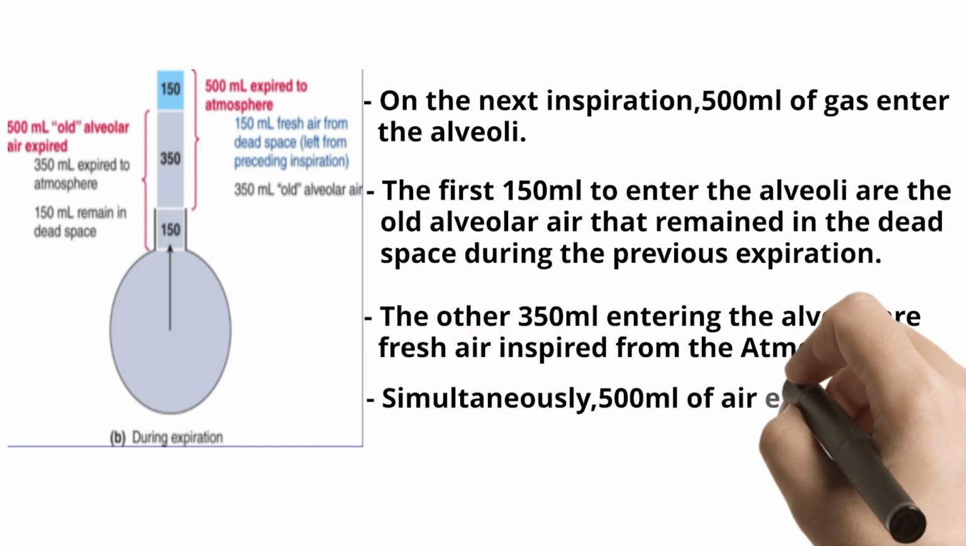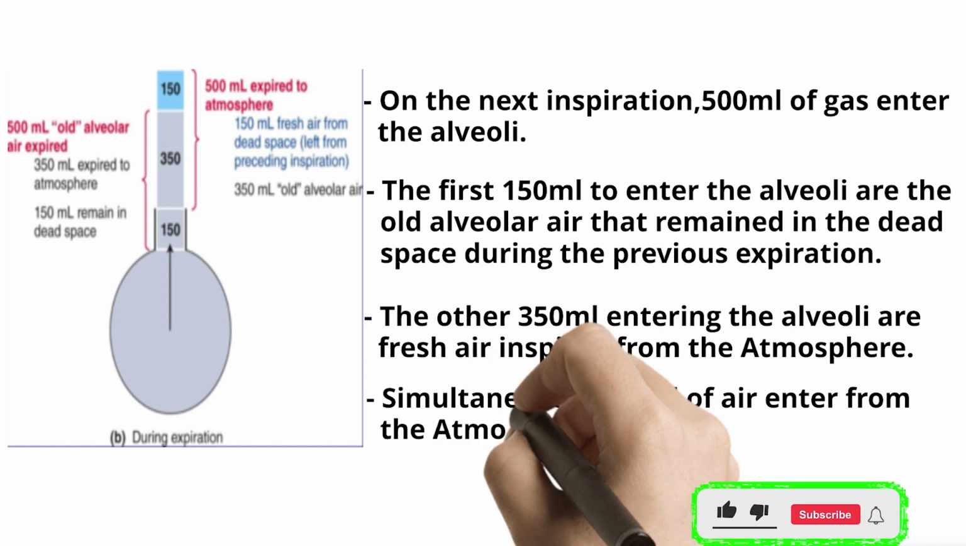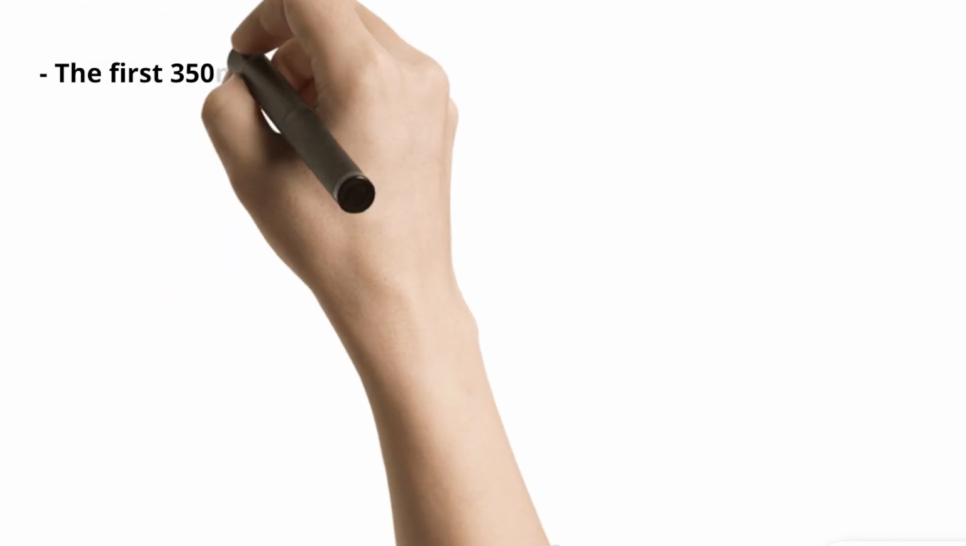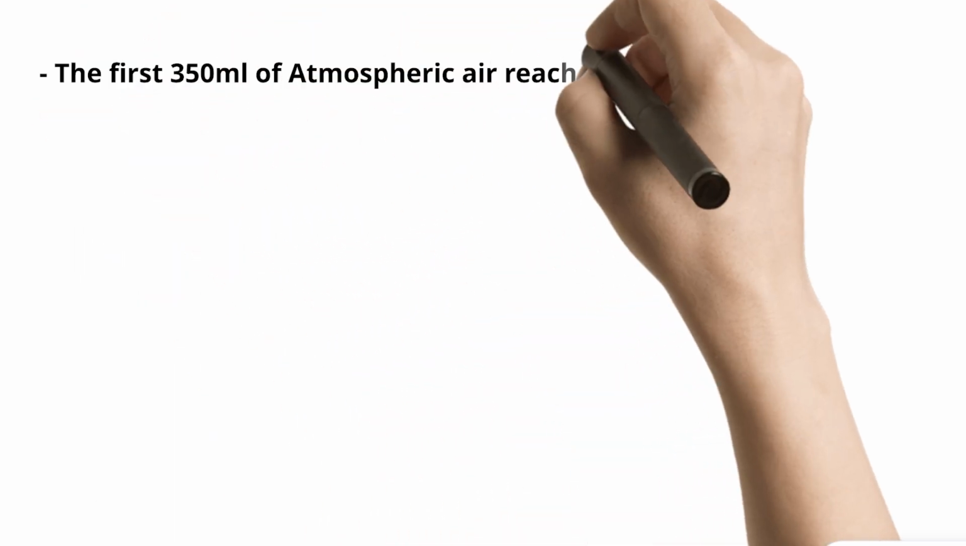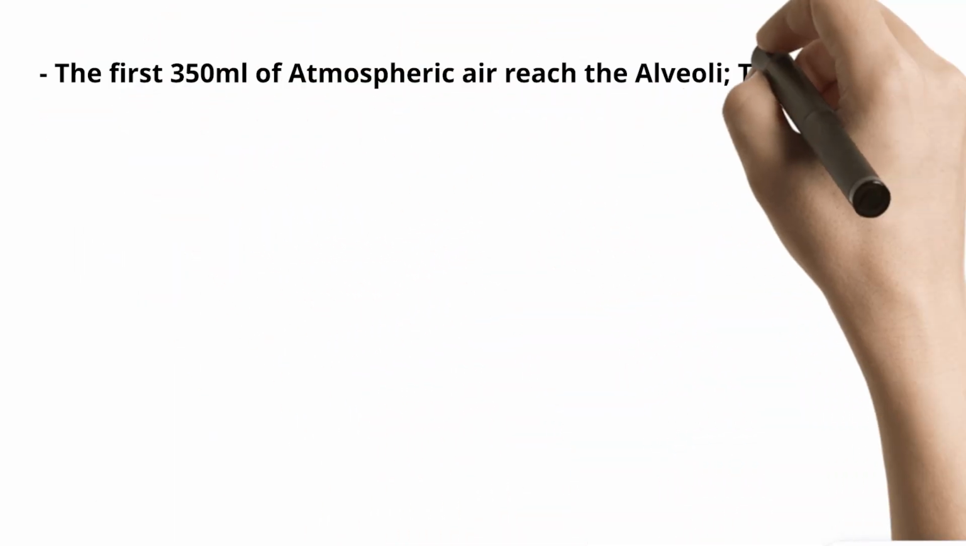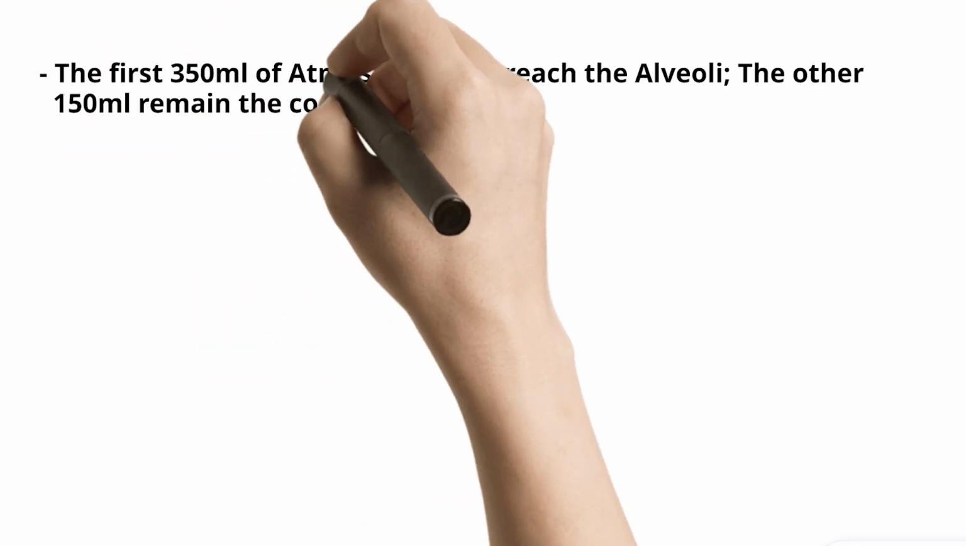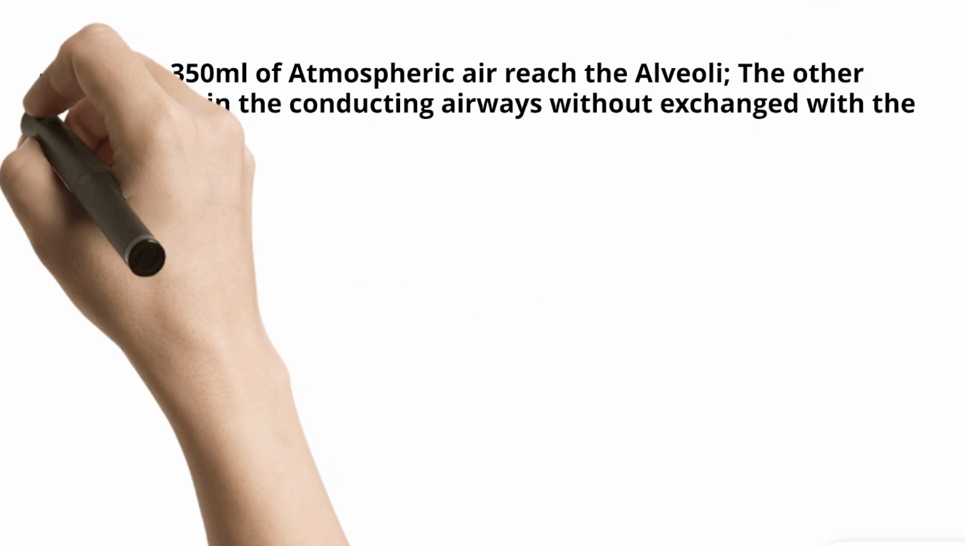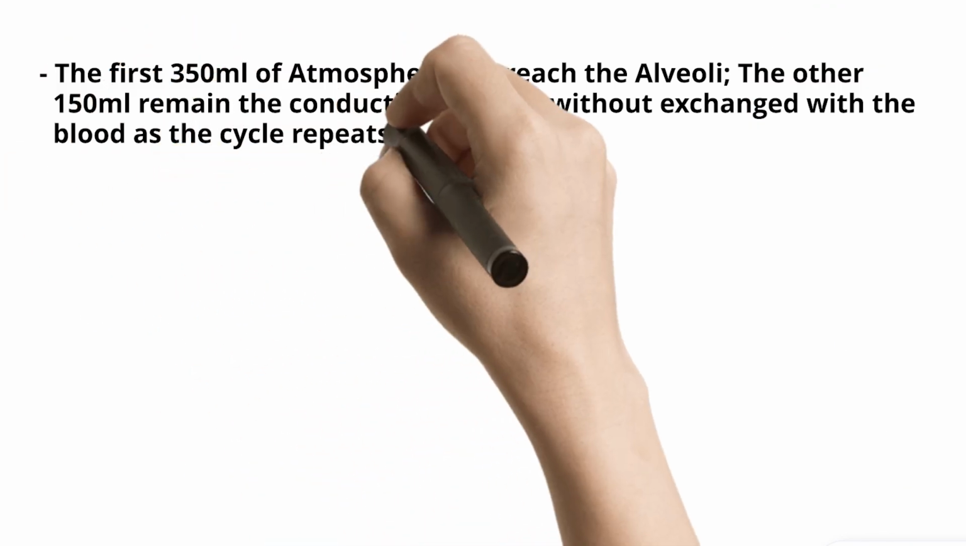Simultaneously, 500 milliliters of air enter from the atmosphere. The first 350 milliliters of atmospheric air reach the alveoli. The other 150 milliliters remain in the conducting airways without being exchanged with the blood, as the cycle repeats itself.